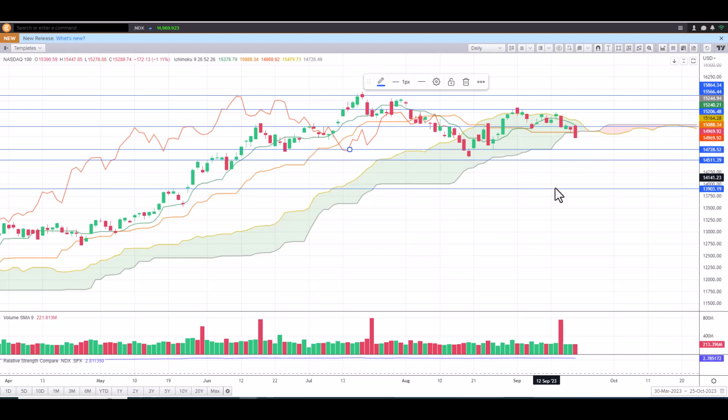Now the market's current correction is still following seasonal patterns. We'll look at that in a minute, but these are the downside targets. And then in a very weak market we could test this 14,000 level there.